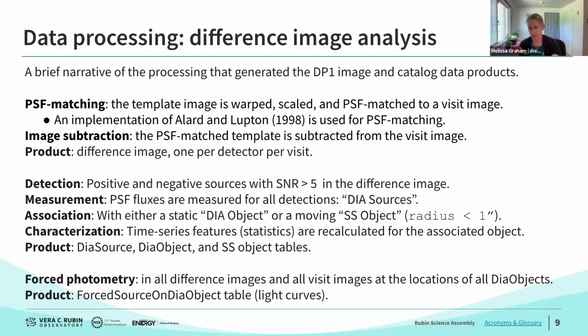At a later time, the forced photometry happens, where we go back through every visit image and every difference image and do forced photometry at the locations of all of the known DIA objects. And then that produces the forced photometry light curves that are stored in the forced source on DIA object table. All right, so that's kind of the story of how difference image analysis is done and how the various DIA data products get made.